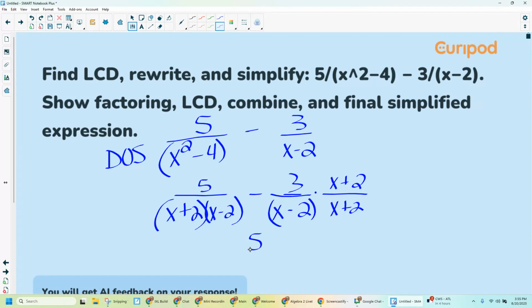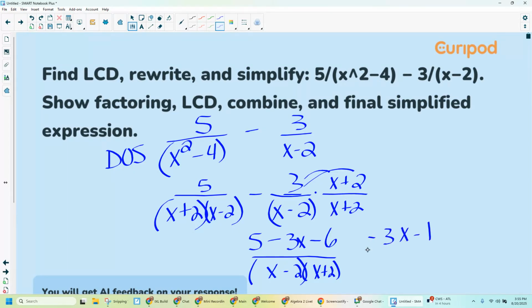So I'm going to bring down my 5. I'm going to do 3 times x is 3x. And I need to subtract that, so that's going to be negative 3x. 3 times 2 is 6, but I need to subtract that, so it's going to be negative 6 over x minus 2 and x plus 2. All right, combine your like terms. You get negative 3x minus 1 over x plus 2 and x minus 2. Your final answer.